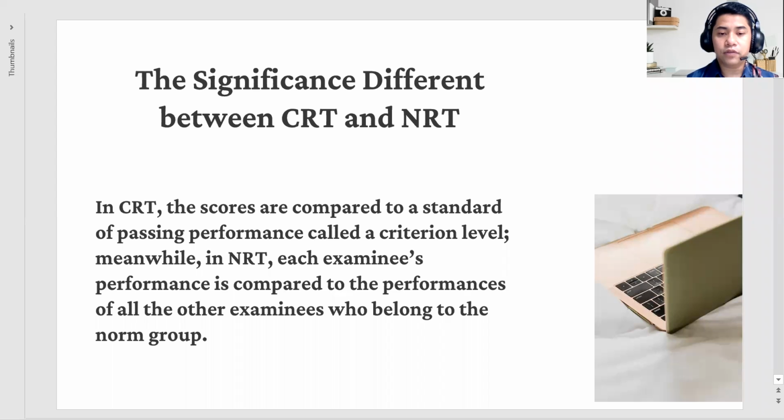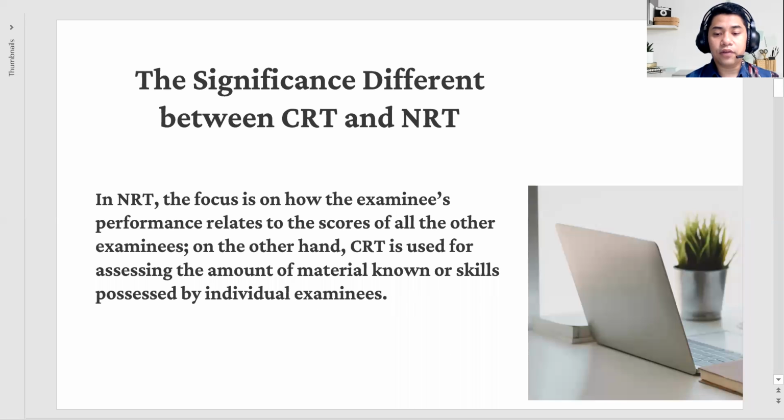In this slide, I try to explain the significant difference between Criterion reference test and norm reference test, like what we've understood from this chapter. In Criterion reference test, the scores are compared to a standard of passing performance called a Criterion level. Meanwhile, in norm reference test, each examinee's performance is compared to the performances of all the other examinees who belong to the norm group.